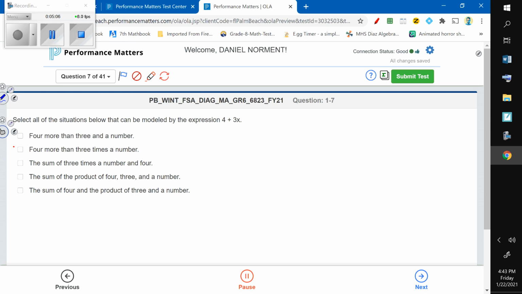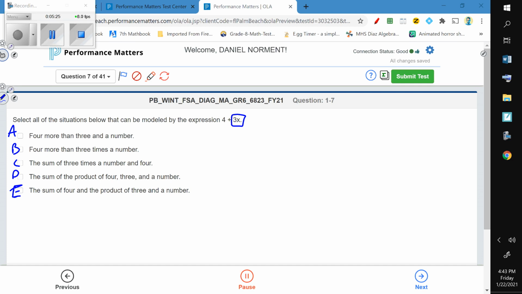Okay, this is 4 plus, and remember, this is side by side. That's 3 times x, okay? So 4 more than 3 and a number. So let's do it this way. Let me put that up here. It's going to be A, B, C, D, and E.